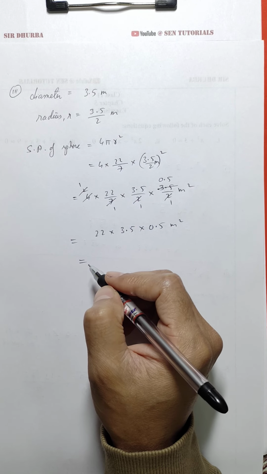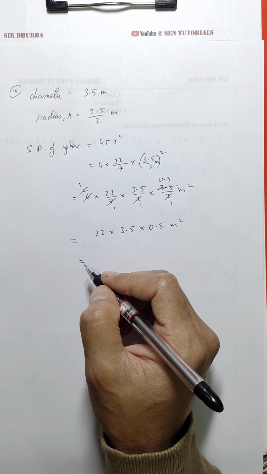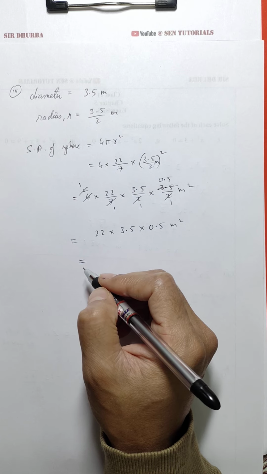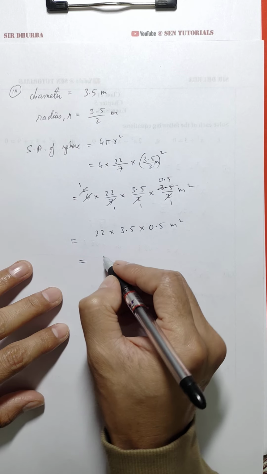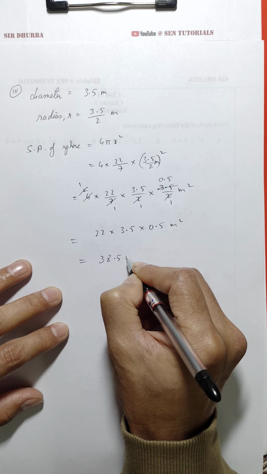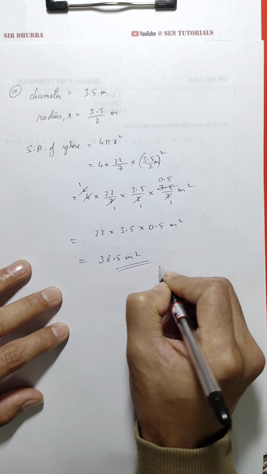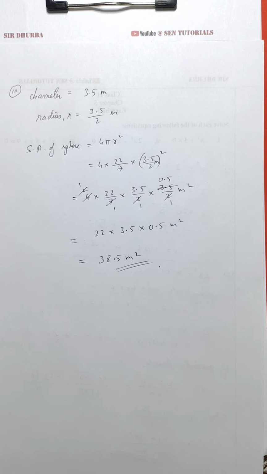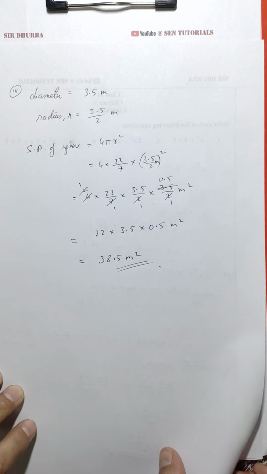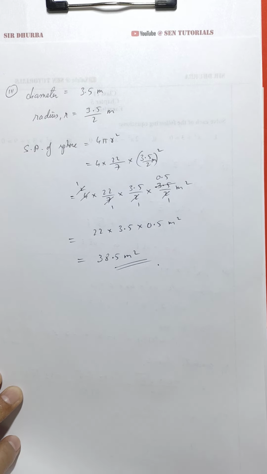So how much will that be? 22 into 3.5 into 0.5, so that is 38.5 meters square. 38.5 meters square. Done. You can note it down.